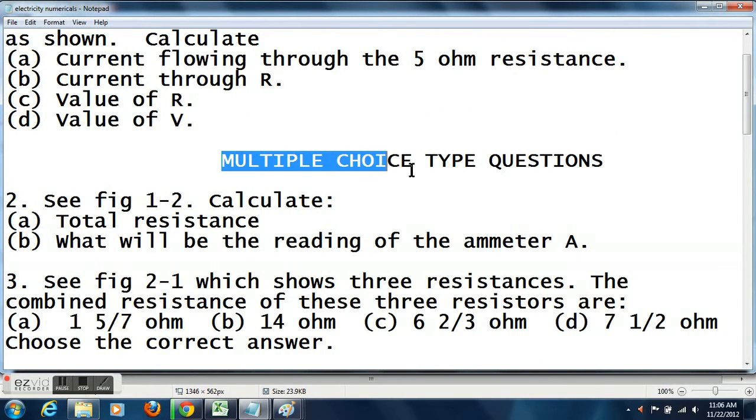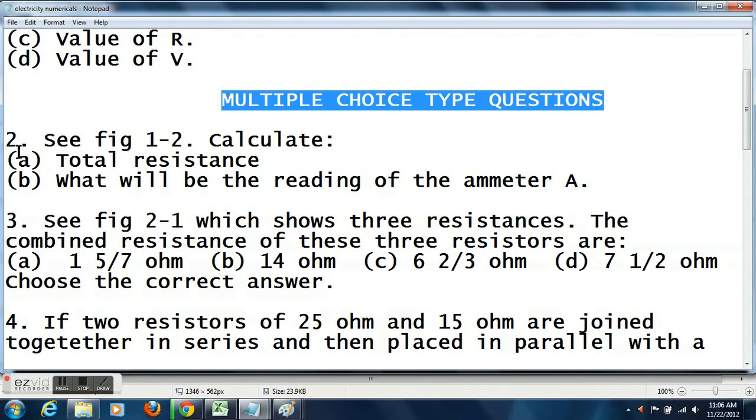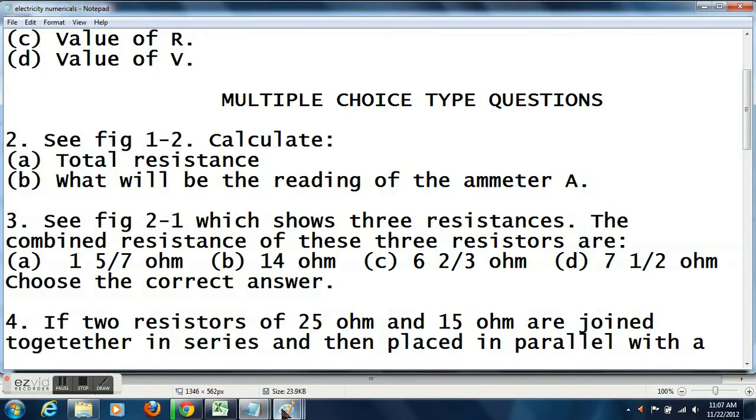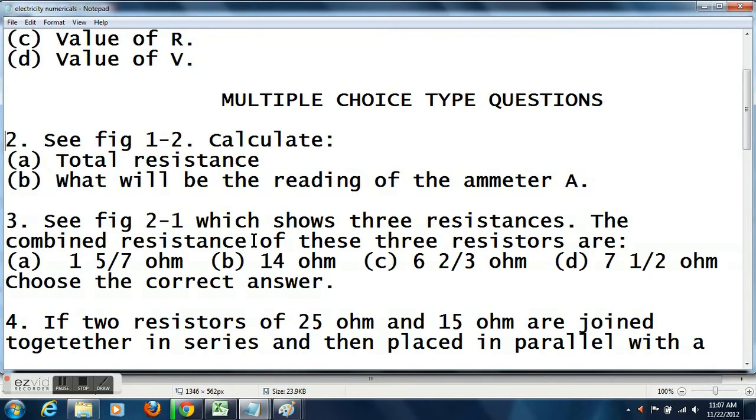The first one is, see figure 1.2. Let me pull out figure 1.2. Okay, there is one small problem. The voltage of the battery should be 4 volt. So in this figure you can see there are resistances which are in series and parallel as shown in the diagram. Okay, the voltage of the battery is 4 volt. I forgot to write it here. Remember, it is a 4 volt battery. Now calculate the total resistance and what will be the reading of the ammeter.